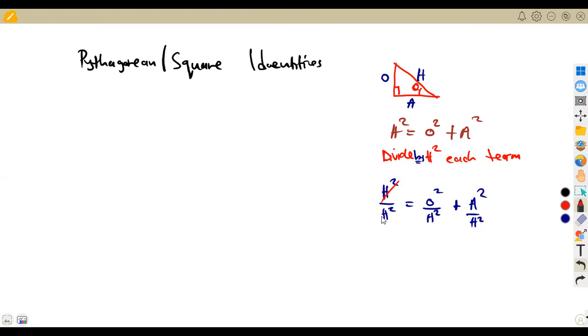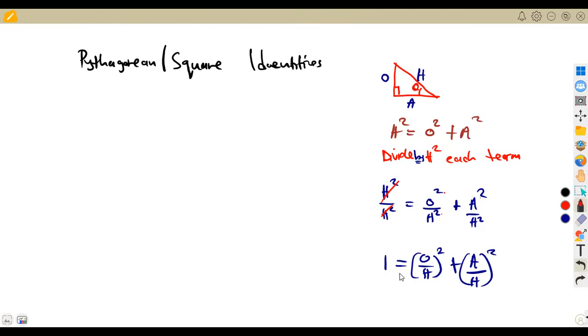All right, so this one definitely cancels. We remain with a 1 in this case, which is equal to, there's a squared, so we can write this as opposite over hypotenuse squared. So this can be written as opposite over the hypotenuse squared plus, here also there is a squared, so we can write this as adjacent over hypotenuse squared.